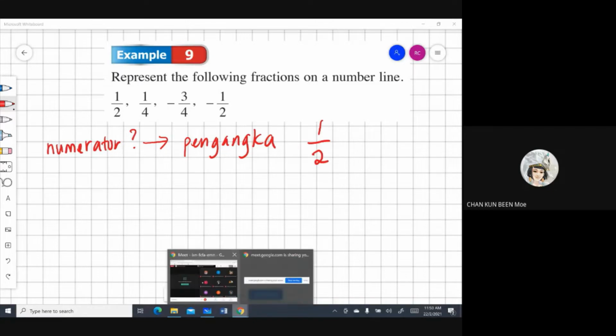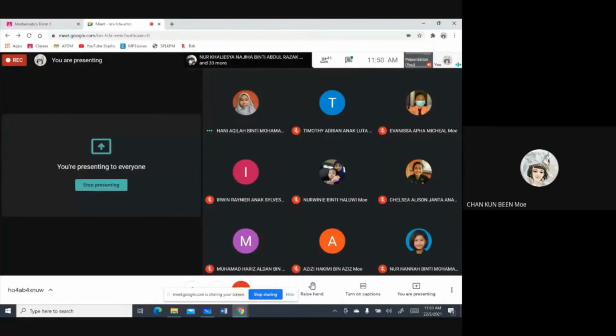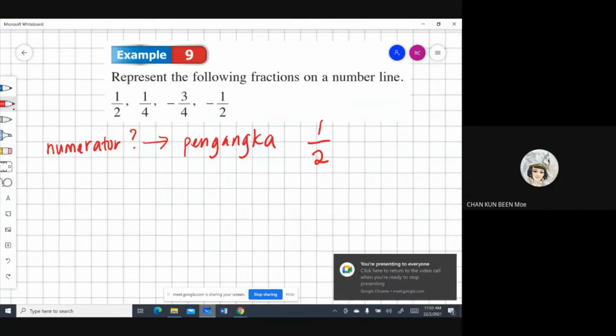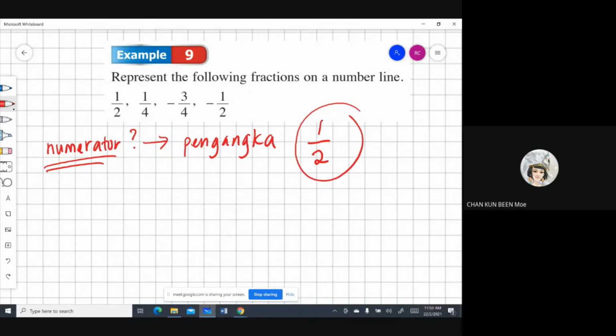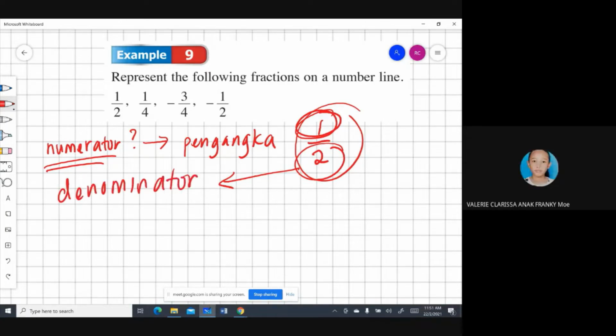Which one is the numerator? Winnie, are you there? Okay, Winnie, which one is the numerator for this fraction? 1. Yes, very good. This is the numerator. What do we call this? We call this denominator. Okay, hopefully you know all this, huh?